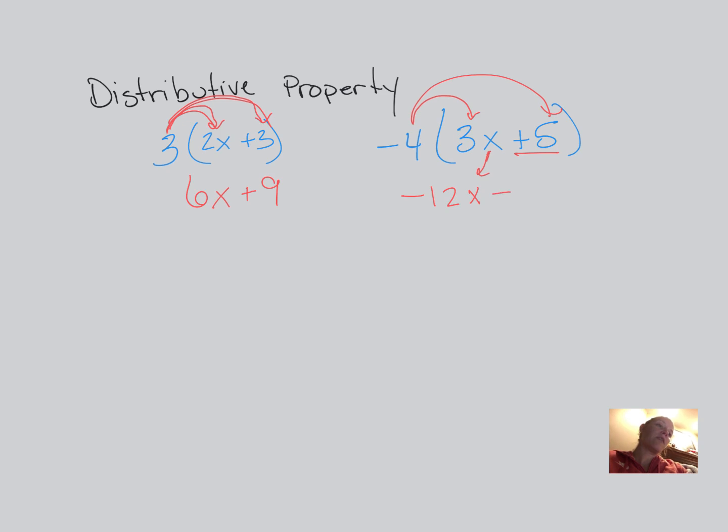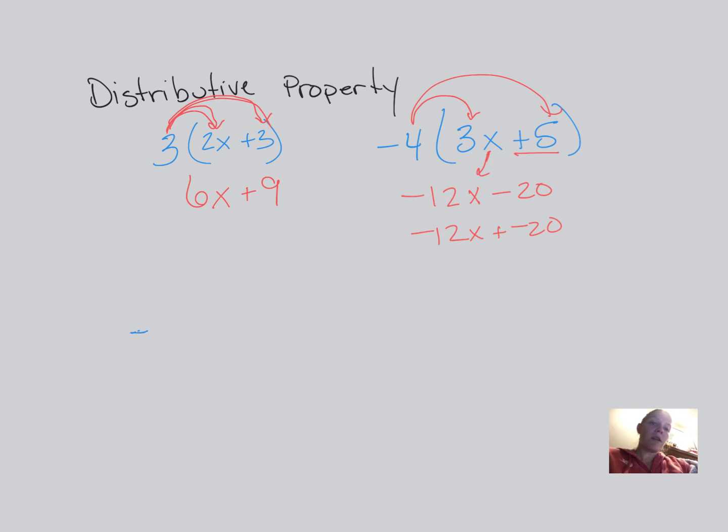So I'm going to write negative 20. So minus 20 is the same thing as a negative 20. And I can write this like this, or I can also do negative 12x plus negative 20. That would be the equivalent expression as well. And this works the same way with however many things I write on the outside.